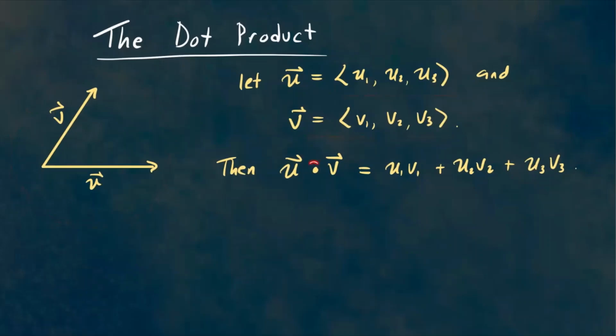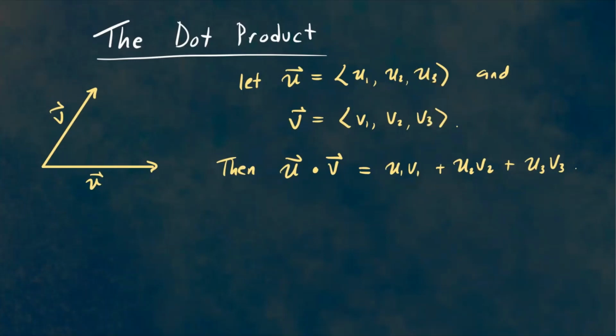U dot V, so this is what we mean by dot, it's a multiplication. U dot V is equal to, you pretty much multiply each corresponding component and add them up. That's how we're defining the dot product of two vectors. You can also apply the same thing in 2-dimension, except you don't get the third component of that particular vector.